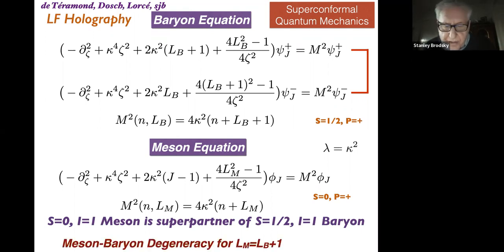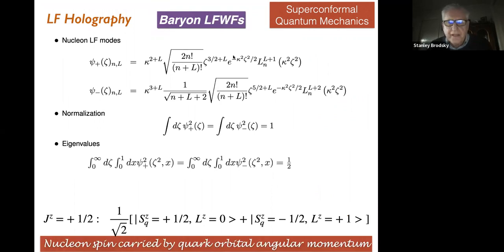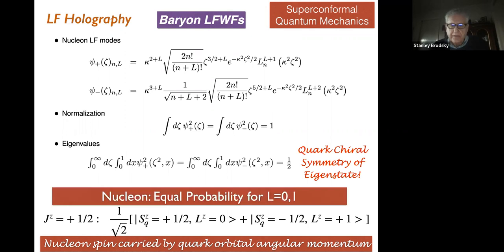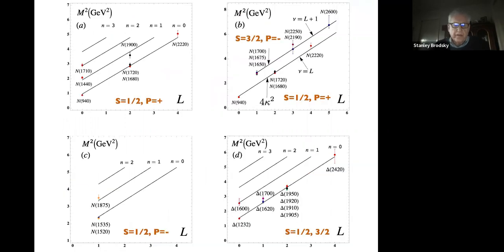And you have meson-baryon degeneracy if L of the mesons is 1 unit higher than the baryons'. The same kappa appears. You actually get the light-front wave functions, just like we had for the mesons. But a surprise is that you actually have equal weight for the L equals 0 and L equals 1 in the proton, or the same for higher L plus 1 and so on. They have the same wave function. So the proton is an equal weight of a state with L equals 0 and a state with L equals 1. That's pretty interesting. And this is sort of a chiral symmetry of the eigenstate, if you think about it. So the nucleon is really special.